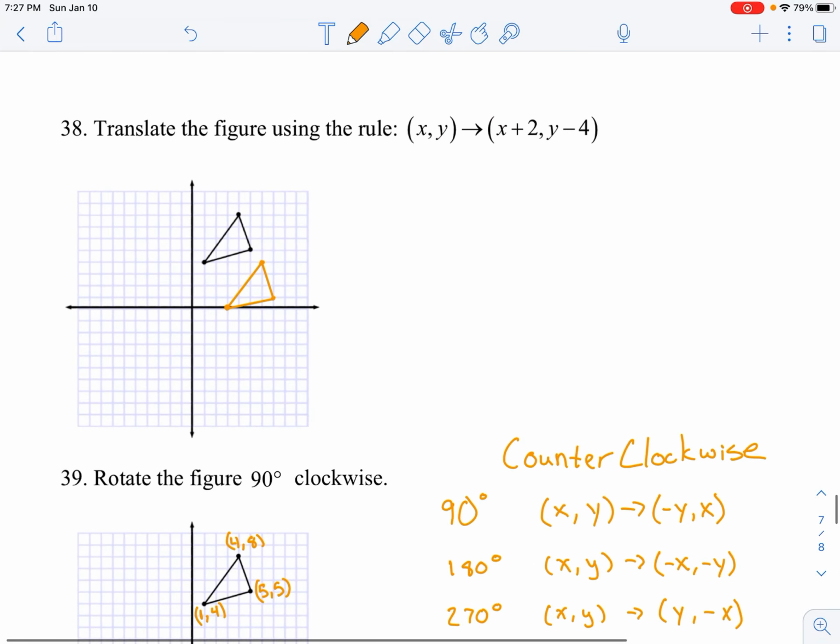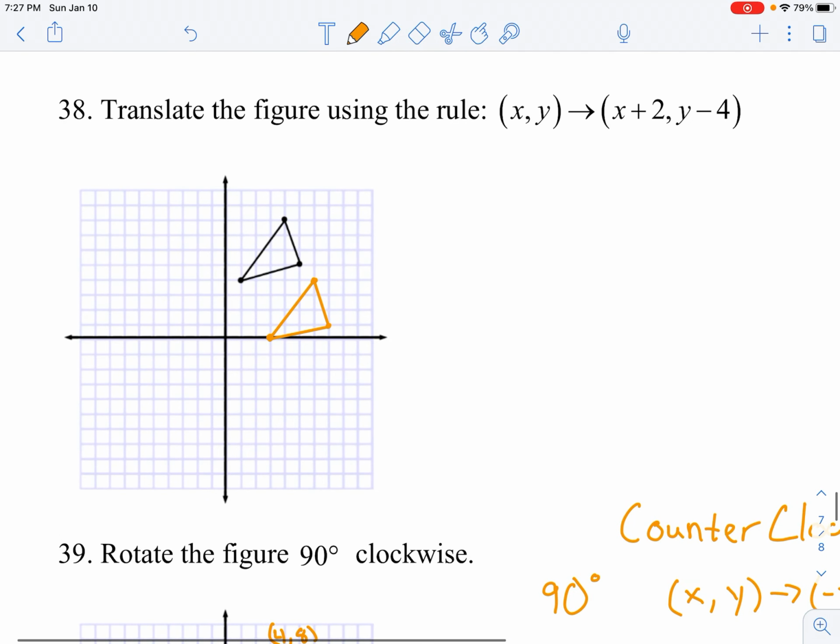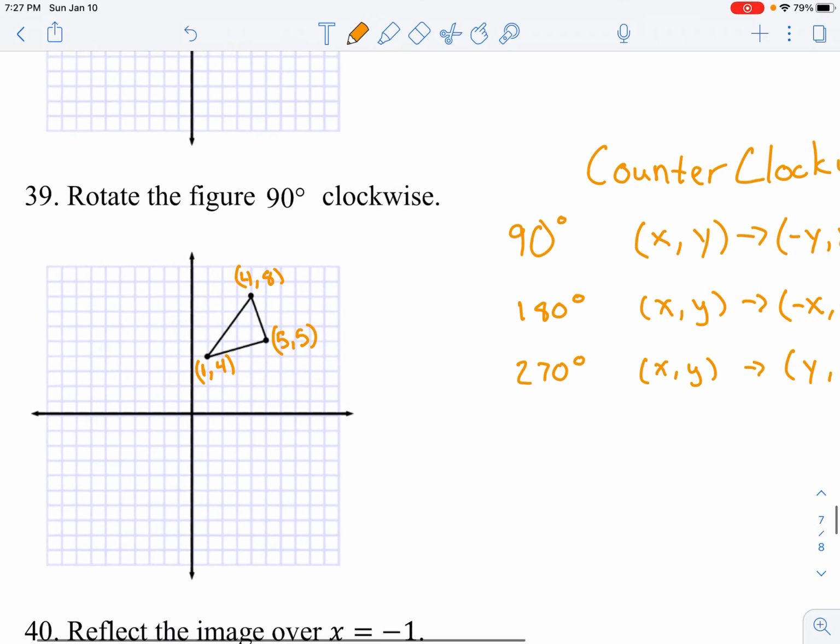Moving on to writing some rules and drawing some images here. It says translate the figure using the rule. This is a translation. We're going to move it to the right 2 because it's x plus 2, and then we're going to go down 4. So everything moved to the right 2 and down 4, to the right 2 and down 4, to the right 2 and down 4, and that's what my picture looked like.